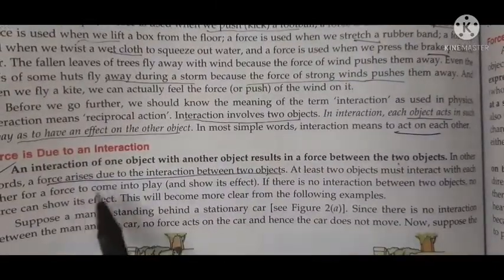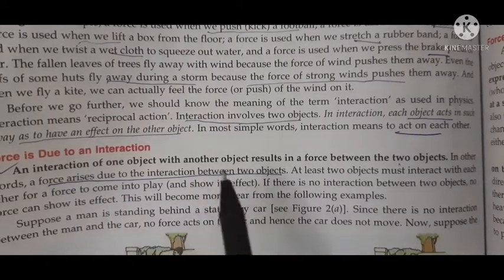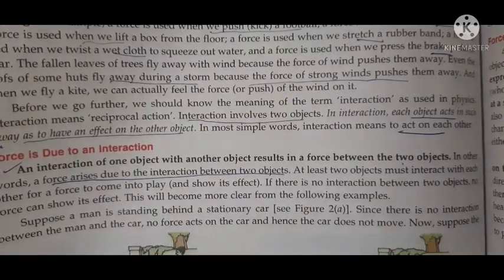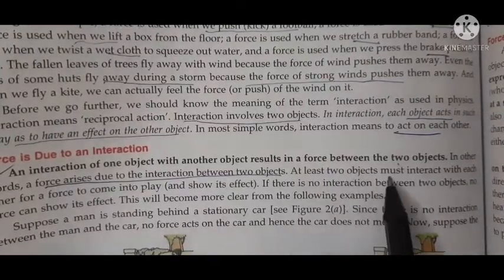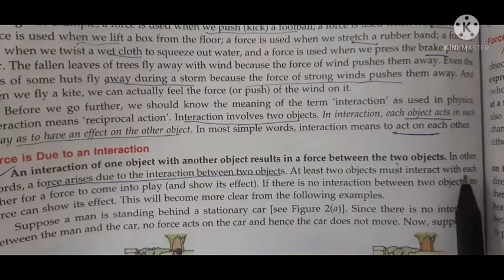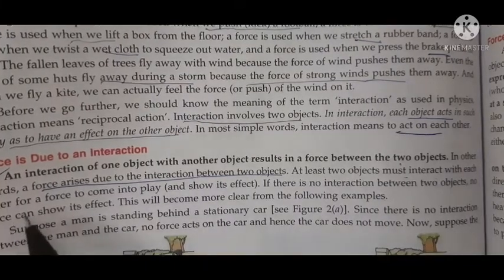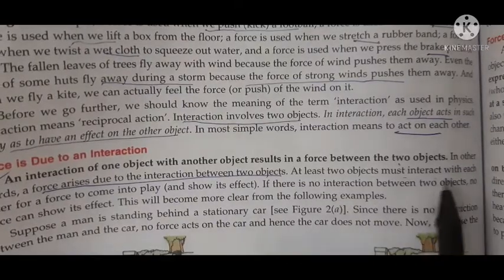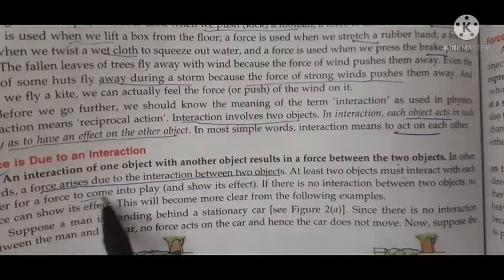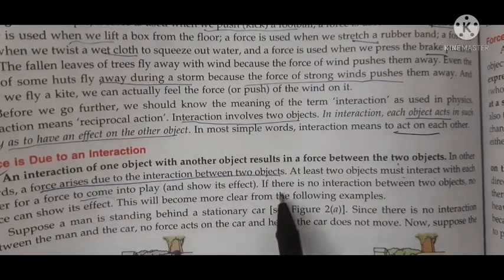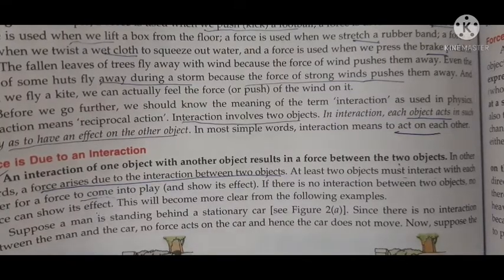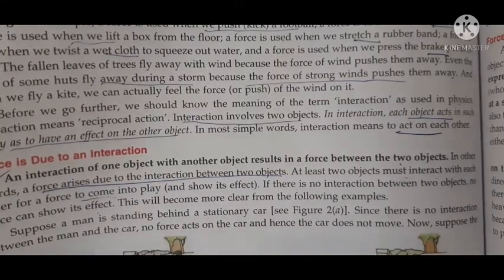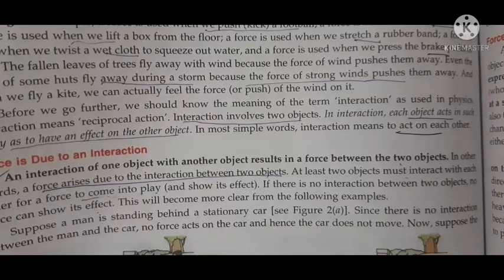There are some examples given on this. In other words, a force arises due to interaction between two objects. When the two objects interact, then the force arises, and that force is able to show some effect. At least two objects must interact with each other, definitely, I told you before also. Two objects should interact with each other for the force to come into play. If there is no interaction between two objects, no force can show its effect. When the two bodies interact, then the force will come into play, and then it can cause some effect.